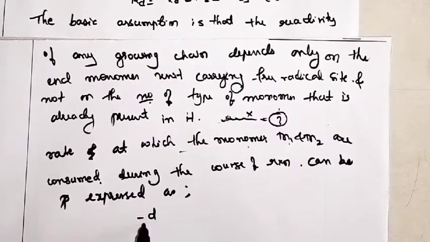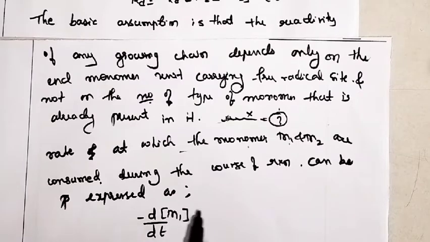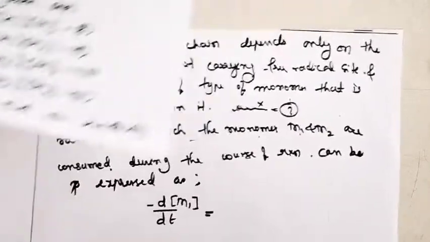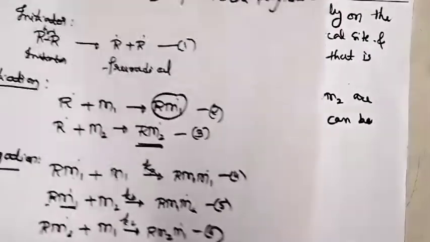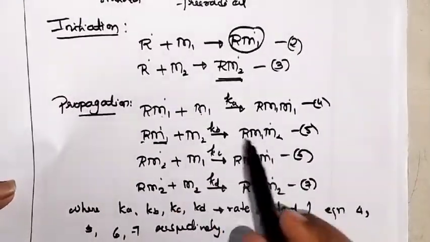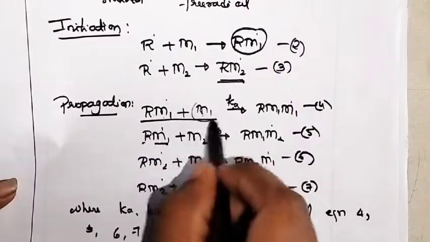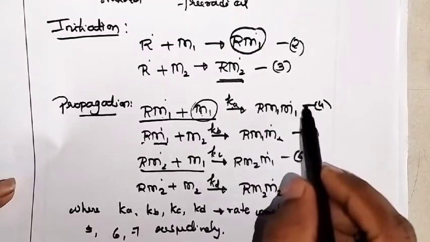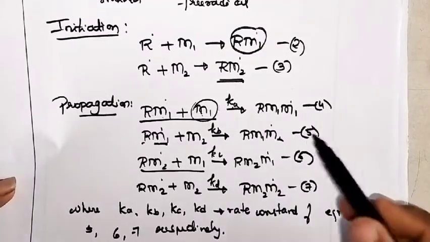minus d by dt of the concentration of M1. What does this represent? That will represent the rate at which the monomer M1 is consumed. So it is equal to what? You need to look into the propagation reaction and see where M1 is consumed. So going back to the propagation, where is M1 consumed? In this step M1 is there. In this step M1 is consumed, correct? That is, in equations number 4 and 6, M1 is consumed.